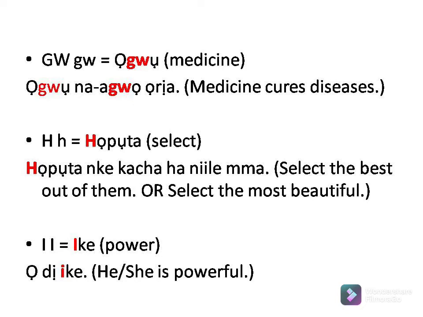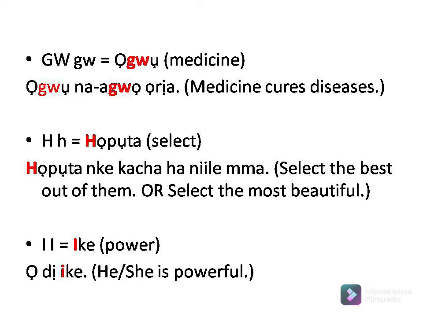In the sentence you have ogwu na-agwọ ọrịa. Ogwu na-agwọ ọrịa, which means medicine cures diseases. The next letter is he, which is the H in English language. And you can find it in a word like họpụta. Họpụta, to select. To select something.